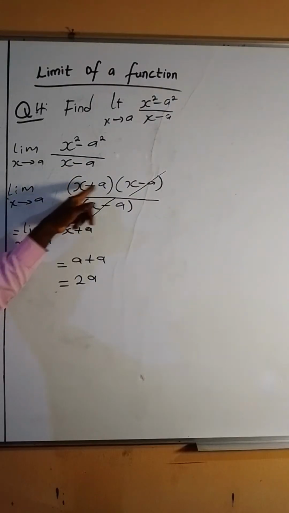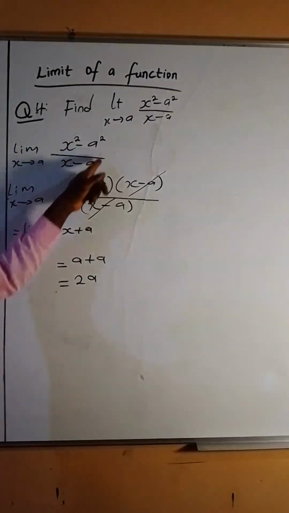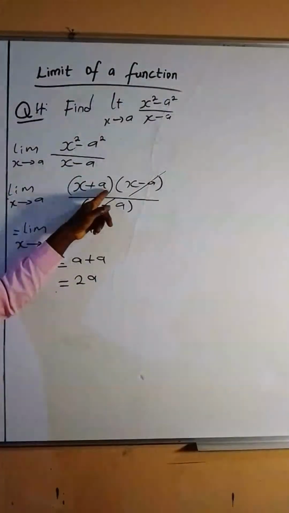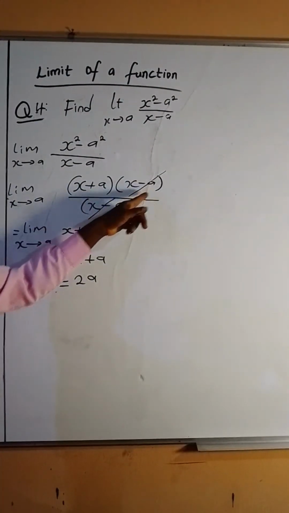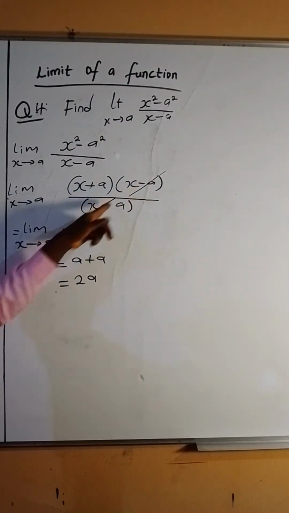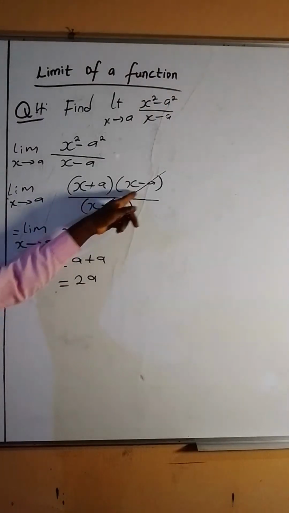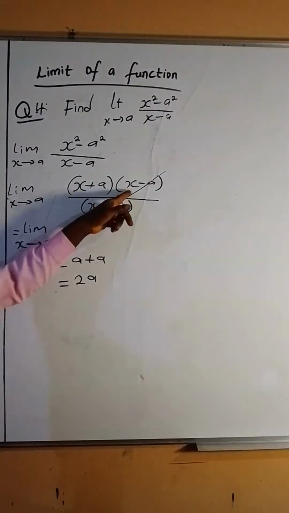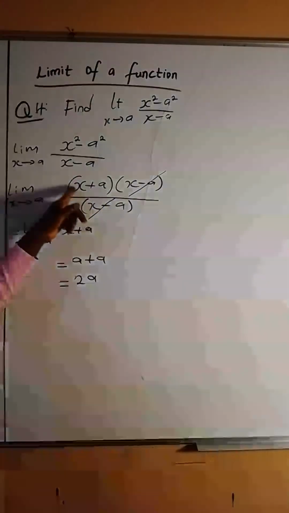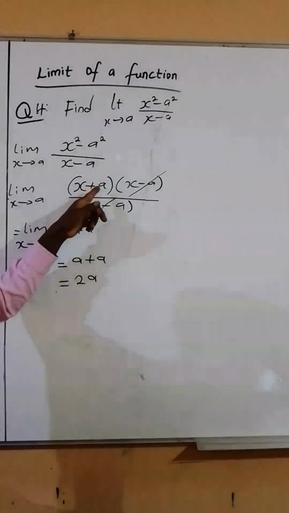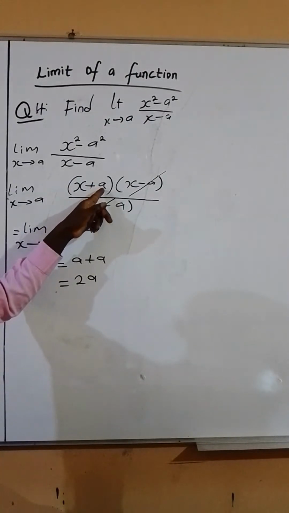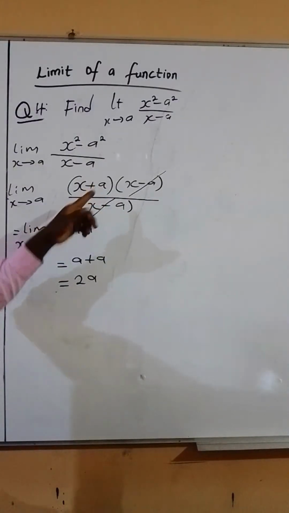So that was what we did here. We factorized this expression to get x plus a, then x minus a. Then we can cancel this one. When we cancel these two brackets, we are now left with x plus a. I hope you are still seeing the board.